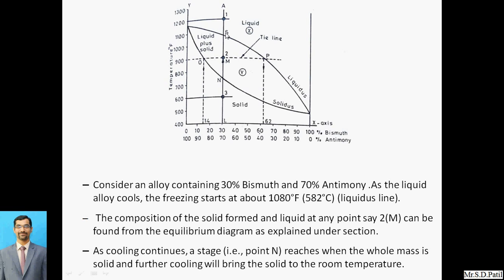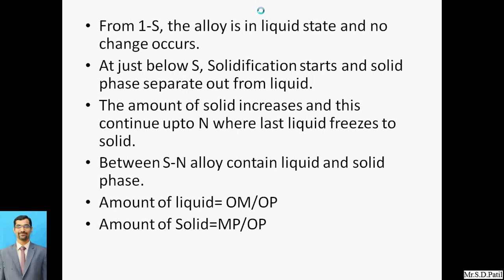So here, this is when we are mixing the bismuth and antimony. So this is the percentage of bismuth, this is the percentage of antimony, and this is the liquid phase, and below this will be the solid phase. So here we are able to observe it. So liquid and solid.